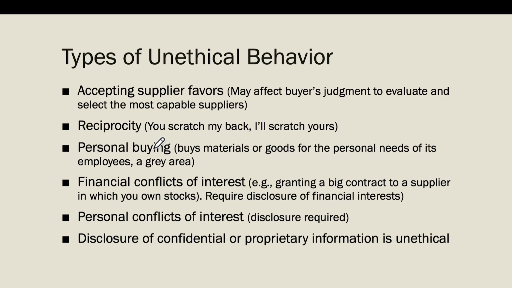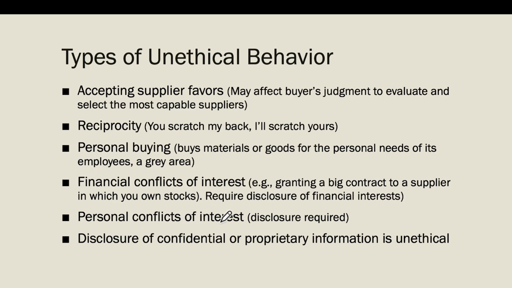Then personal buying, which means buying something for yourself or for your employees. This is a gray area, which means in some cases it may be okay, but you need to exercise great caution here. Financial conflict of interest. An example would be if you buy from a supplier in a big contract and you also own stock in the supplier's company. When the supplier receives that contract, their share price may go up and you would be a beneficiary because you own stock. So it's important to make sure that there is no financial conflict of interest, or if there is, then there should be a disclosure.